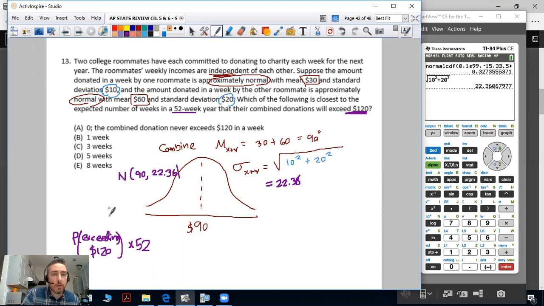Well, we need to know the probability of exceeding $120. So this is a normal curve, right? $120 is somewhere up here. And we want to know what is the probability of getting higher than that. So it's kind of like the last problem with the two bowlers, right? You have $120, you want the probability of getting higher than 120 with that mean of 90 and 22.36, a normal CDF problem. And once you get that number, times it by 52. See what you get.